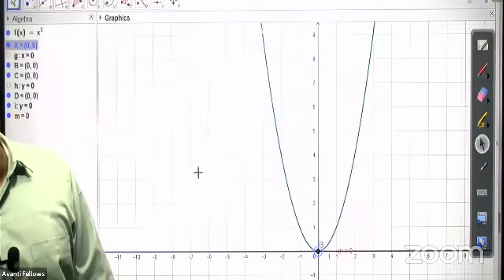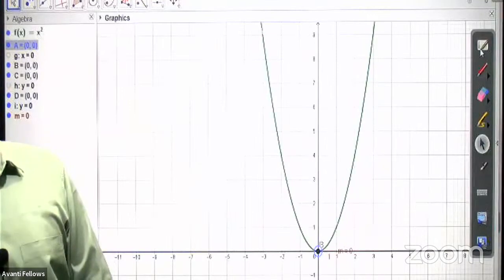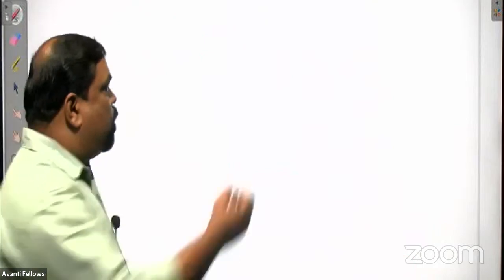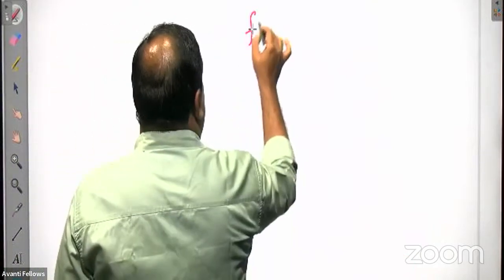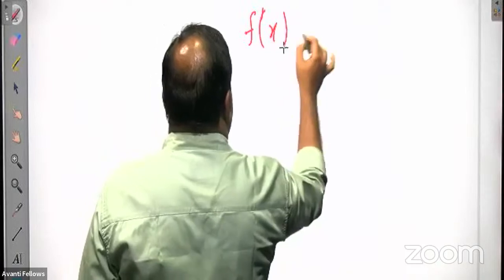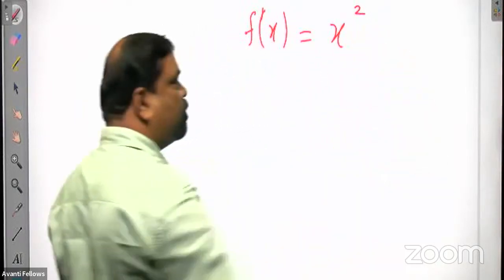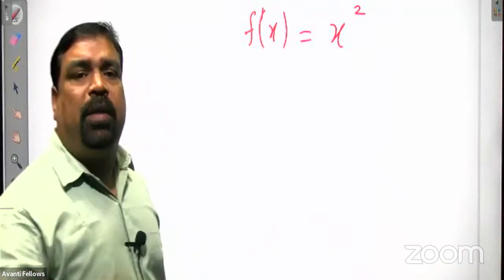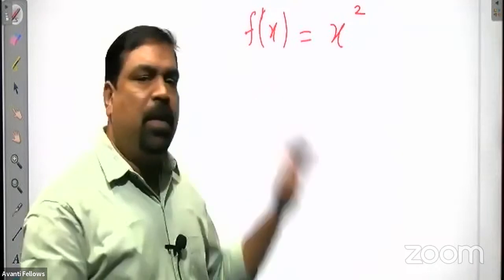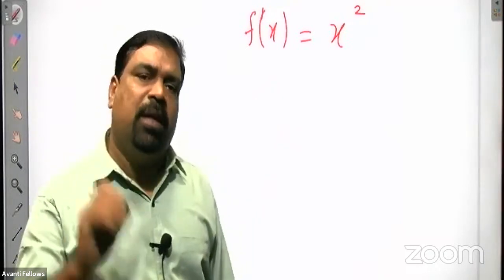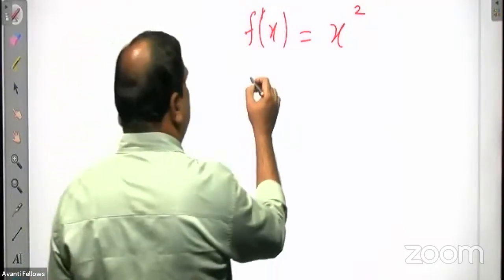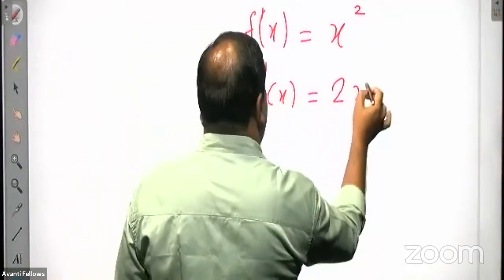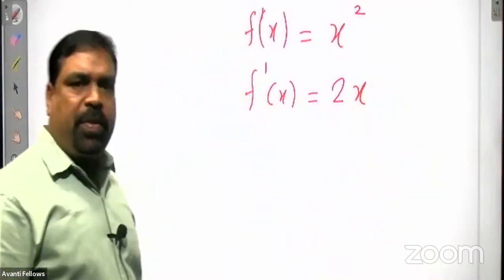Now, let me do the same problem algebraically. The function is f of x. We don't know the graph or anything. We have to identify the intervals where this function is increasing or decreasing. So what we have to do is just find the derivative. f dash x, everybody can find the derivative. So f dash x is 2x.